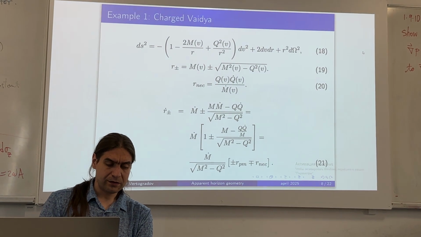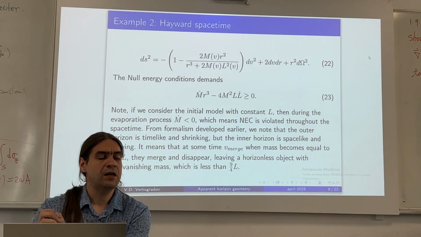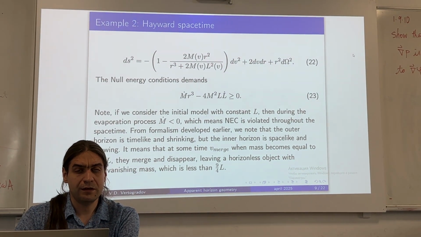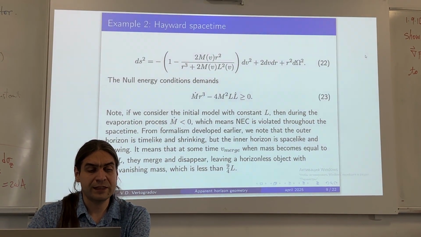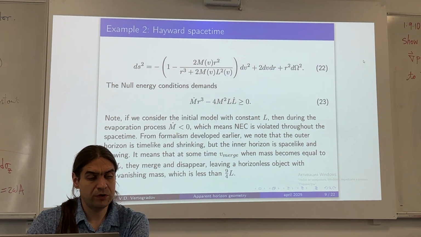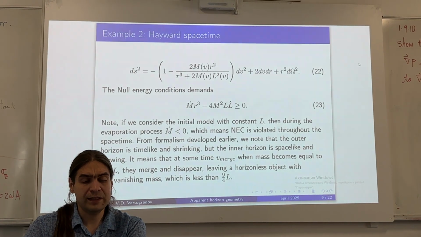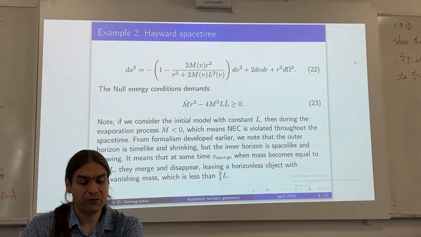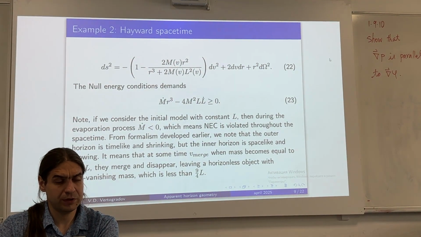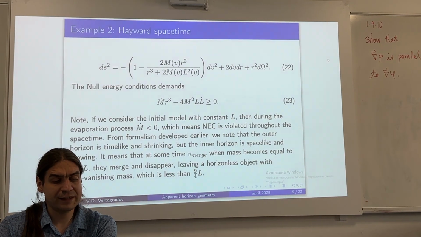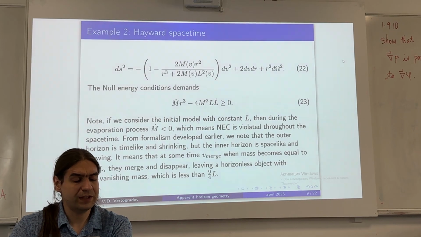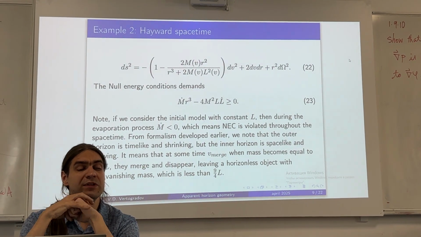Then let's consider Hayward spacetime evolution. In Hayward spacetime we can consider both situations. Initially, Hayward introduced this model as a minimal model. It means that mass is a function of time v, but L is a regularization constant. It is constant, it doesn't depend on v. But anyway, we can consider the situation when it is also changing with time. But the first example is simple.